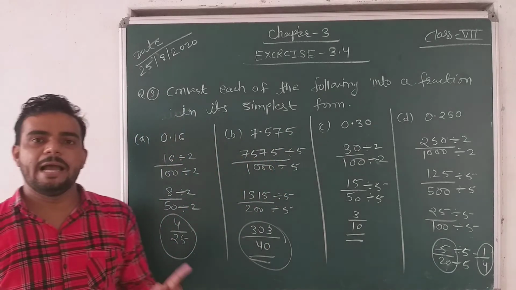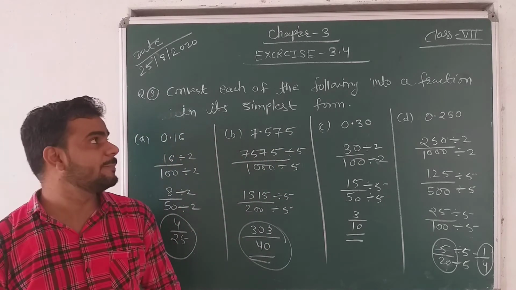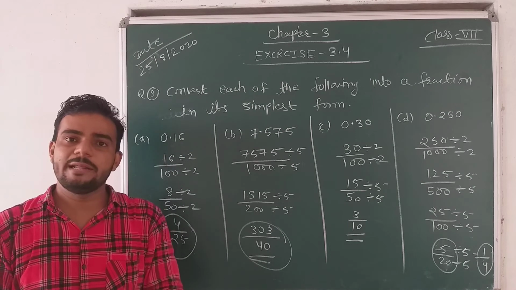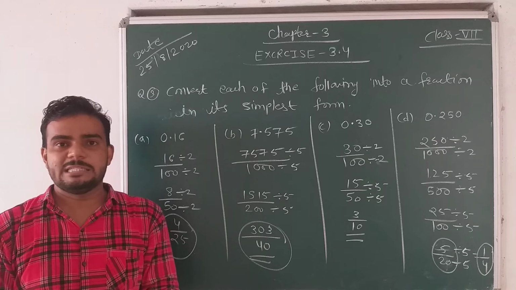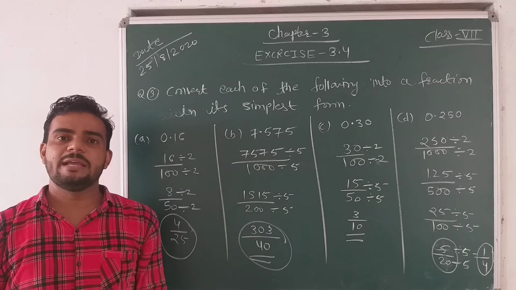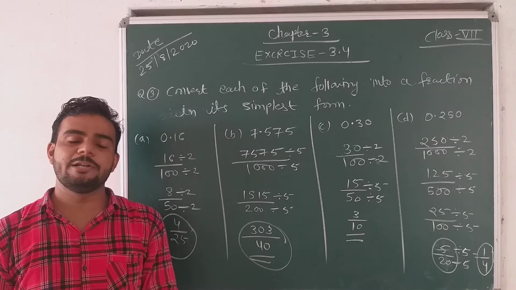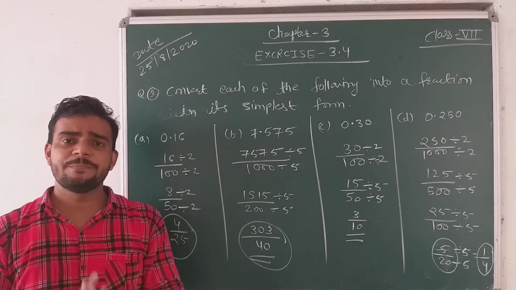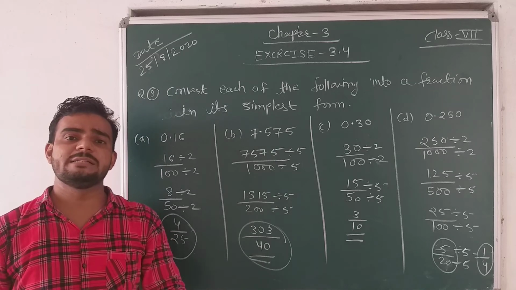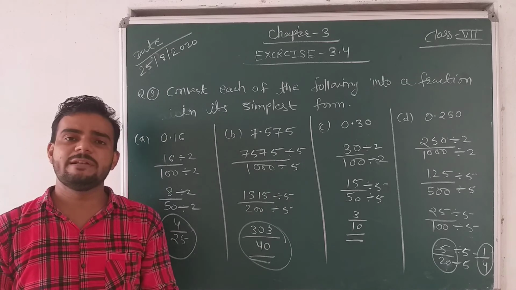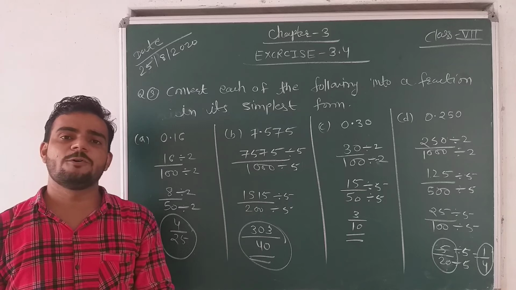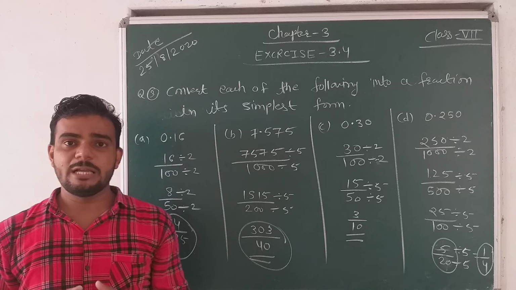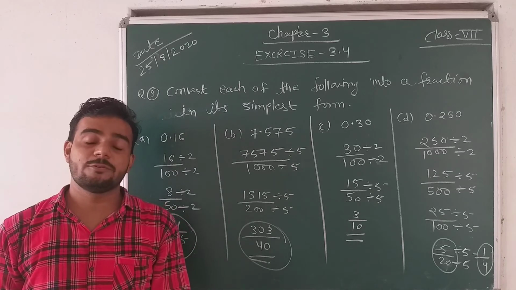Any doubt? I think you have understood these 3 questions. In Exercise 3.4 there are only 3 questions, all depending on the decimal. Already I explained what the decimal is. Decimal means if we divide the numerator by the denominator of any rational number, we get a decimal number. There are 2 types of decimal number: first the terminating, and second the non-terminating. Terminating means when we divide, if the remainder becomes 0, that type of decimal is called terminating decimal. If the remainder never becomes 0, that type of decimal is called non-terminating decimal.